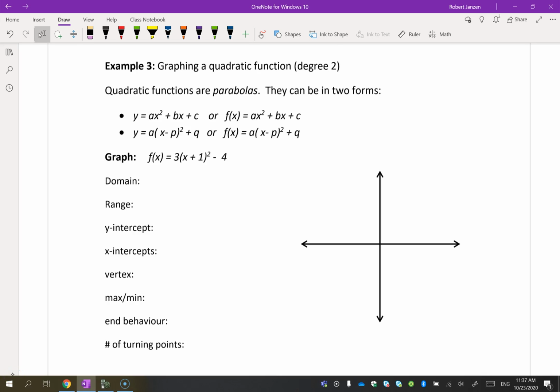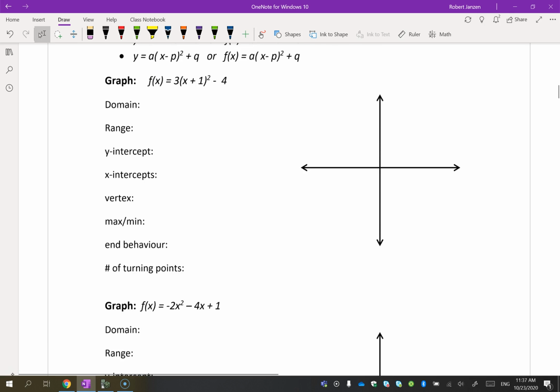So let's continue with graphing. We'll now look at what's called a quadratic function. A quadratic is a function that has an x squared somewhere in the equation. Okay, so this is an example of a quadratic.